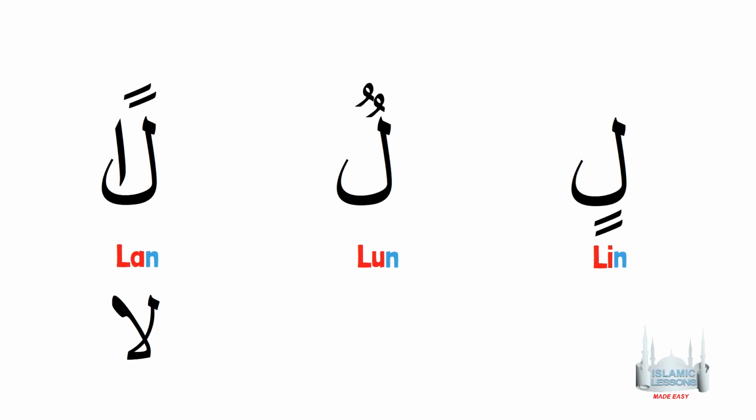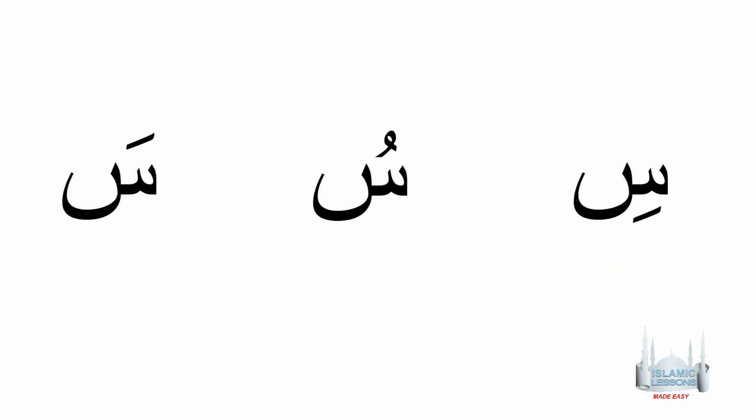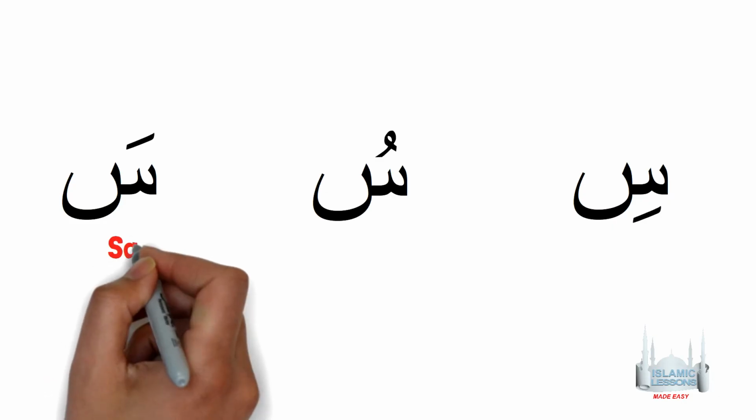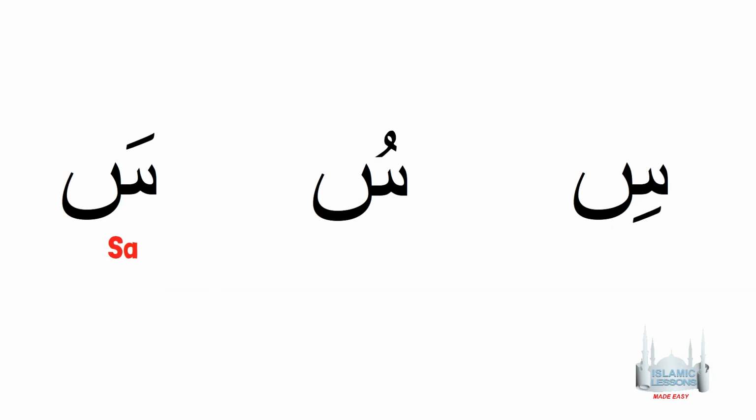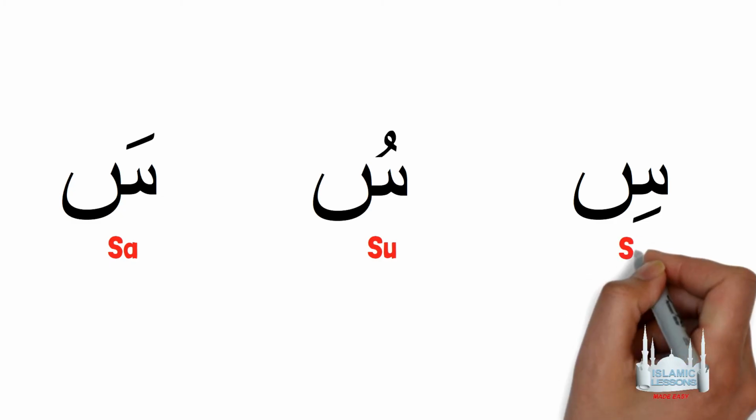One more example. This letter is seen. With a fatha it becomes sa. With a dhamma it becomes su. With a kasra it becomes si.